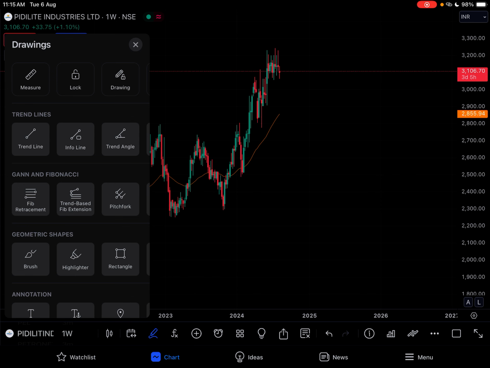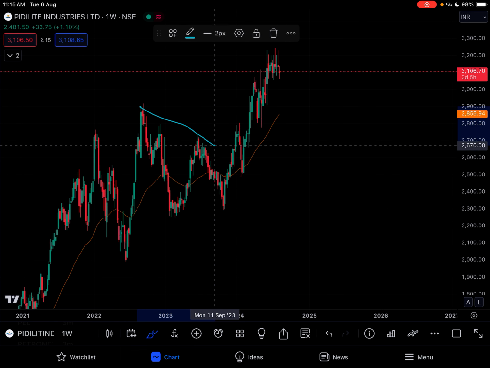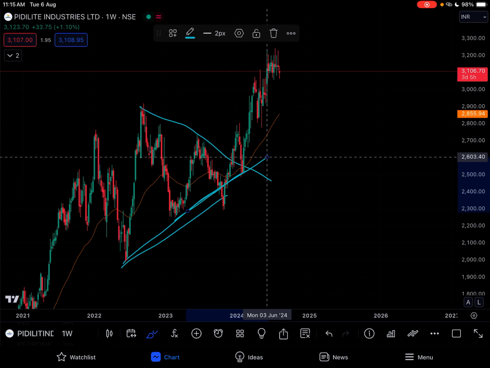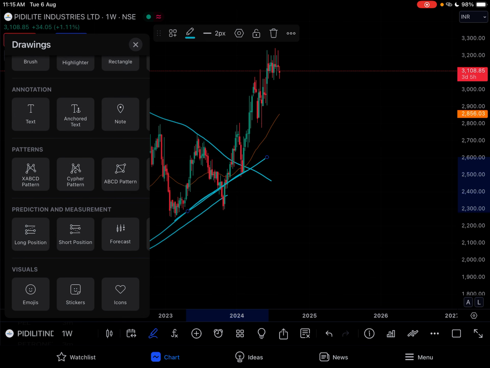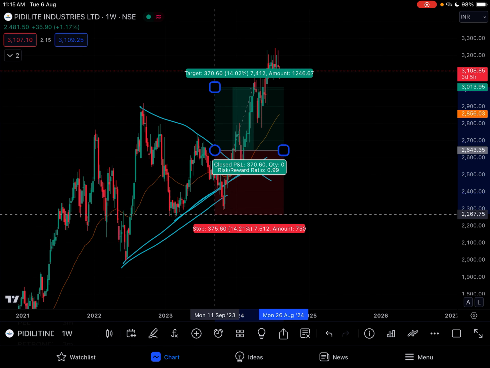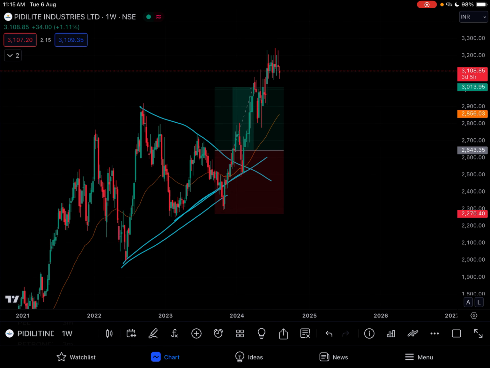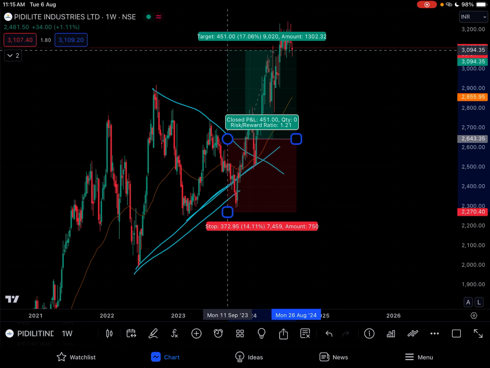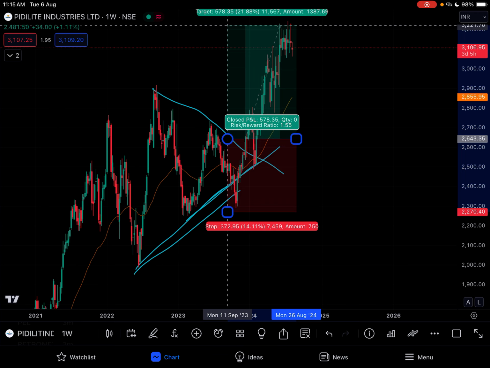Okay, and after this, I think that here also you can see. Okay, so here also if you enter, the quantity will be less. Okay, if you enter, a long position will be created here, and stop loss would have been below here, below recency. So already you are getting around 1:2.